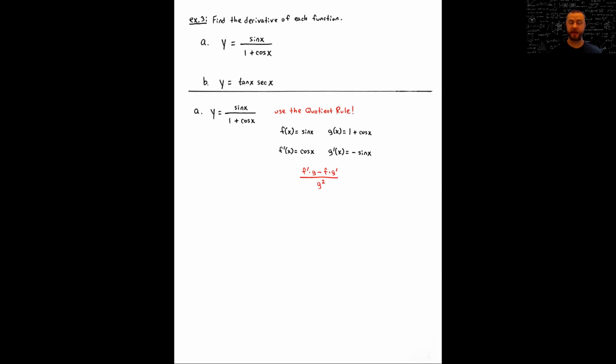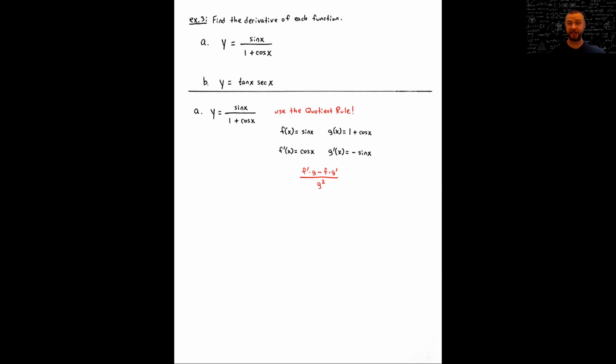So this one's intended to be a straightforward quotient rule question. We're going to think of f, the numerator, as sine of x, and g of x, the denominator, as 1 plus cosine of x. This one's fairly straightforward. The derivative of sine is cosine. The derivative of 1 plus cosine is negative sine. The derivative of 1 is 0, since 1 is a constant. All right, believe it or not, that's it for the calculus.